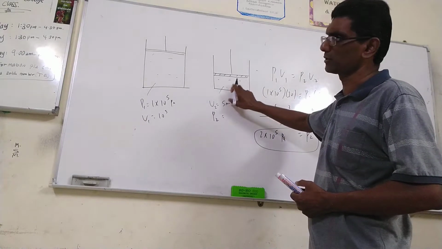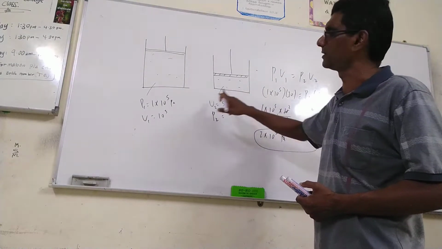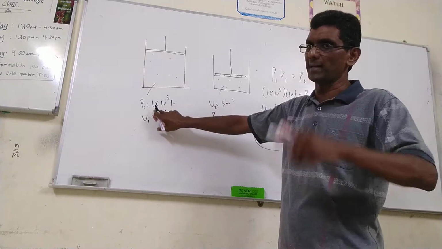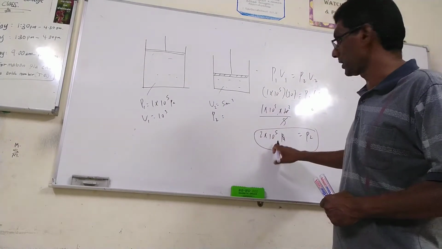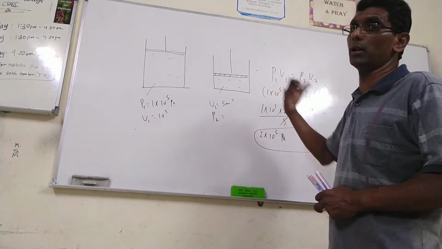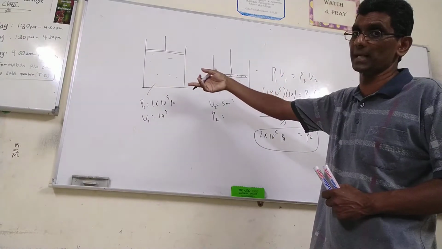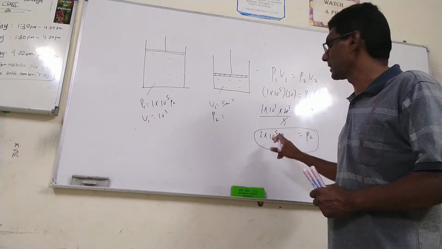This is the pressure of this container. Why did the pressure increase? Pressure 1 is 1 times 10 power 5, and pressure 2 is 2 times 10 power 5, double the pressure of the first diagram. Why did the pressure become double?